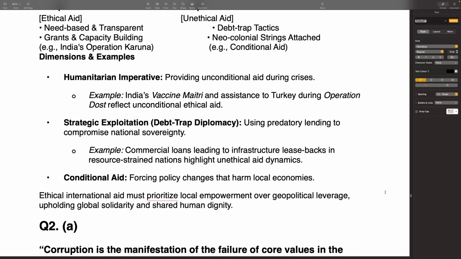Dimensions and examples. Humanitarian imperative: providing unconditional aid during crisis. Example, India's Vaccine Maitri and assistance to Turkey during Operation Dost reflect unconditional ethical aid. Strategic exploitation, debt trap diplomacy: using predatory lending to compromise national sovereignty. Example, commercial loans leading to infrastructure lease-backs in resource-strained nations highlight unethical aid dynamics. Conditional aid: forcing policy changes that harm local economies. Ethical international aid must prioritize local empowerment over geopolitical leverage, upholding global solidarity and shared human dignity.